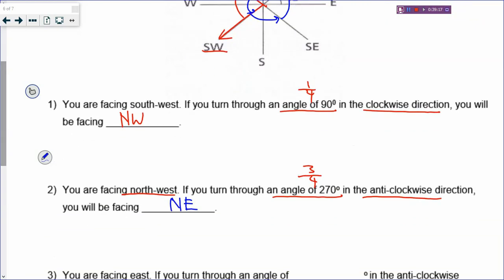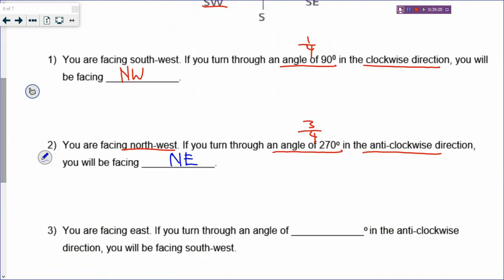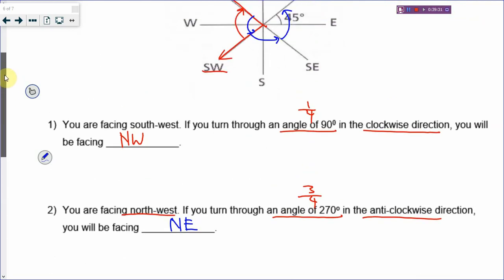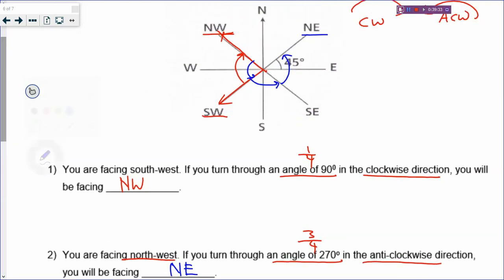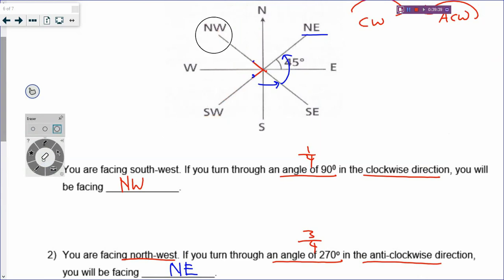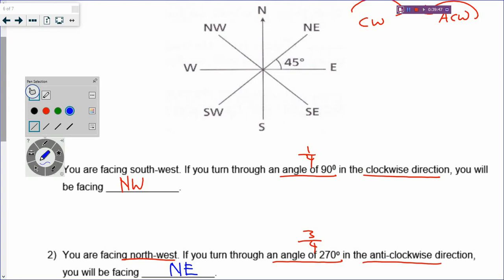Let's go to the next one. You are facing east. If you turn through an angle of how many degrees in the anti-clockwise direction, you will be facing southwest? So from east, you want to go southwest. Let me erase all this drawing. You are at east and you want to go southwest, and you need to turn anti-clockwise.